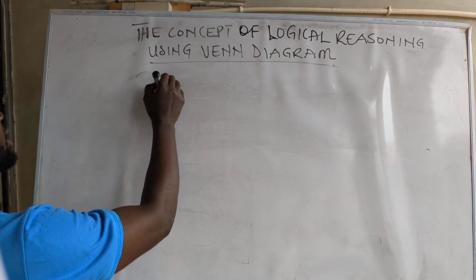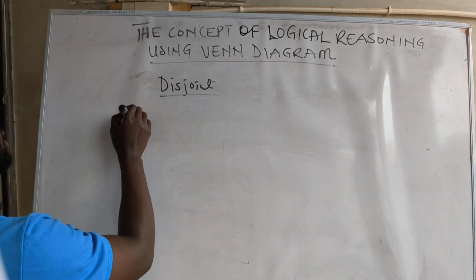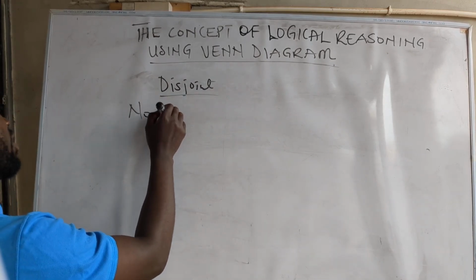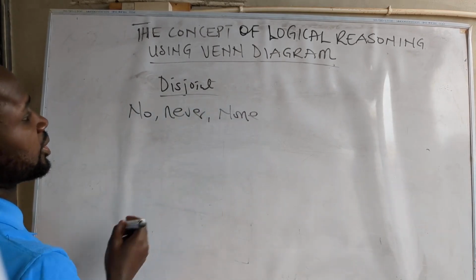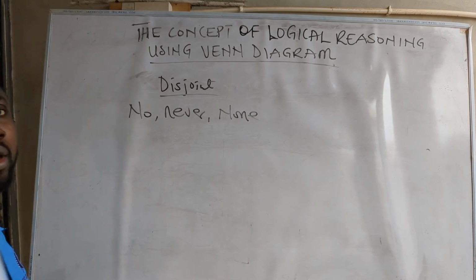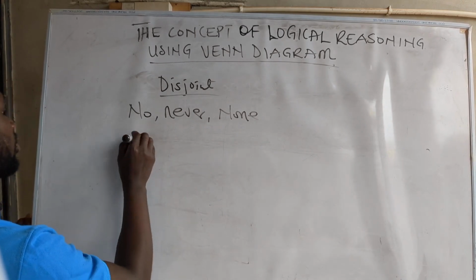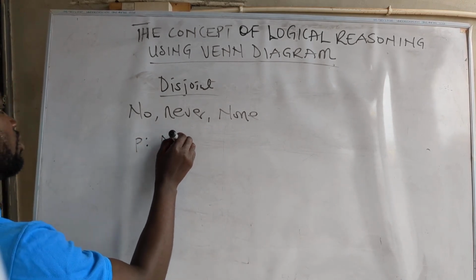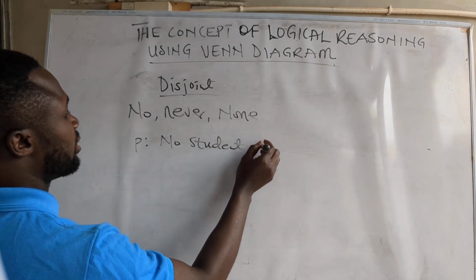And let's come to disjoint. Disjoint, you can show the keywords: never, no, none. And if it's disjoint, then the two will not meet. So, no student is lazy.